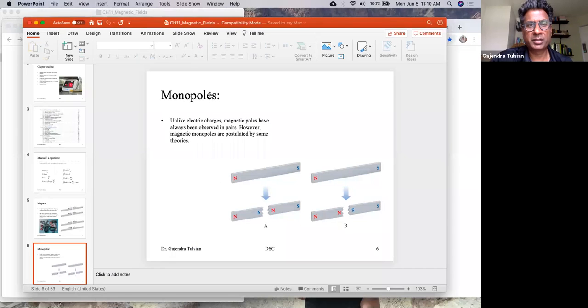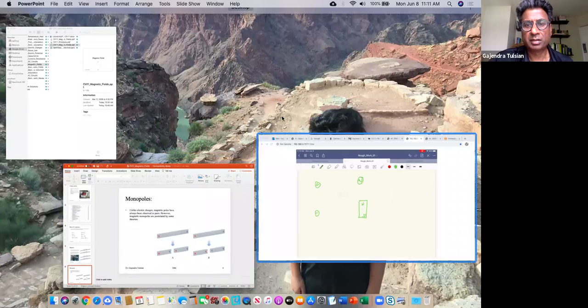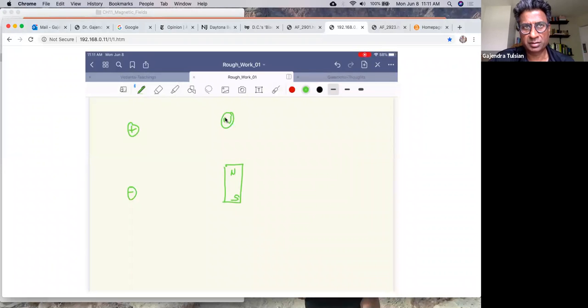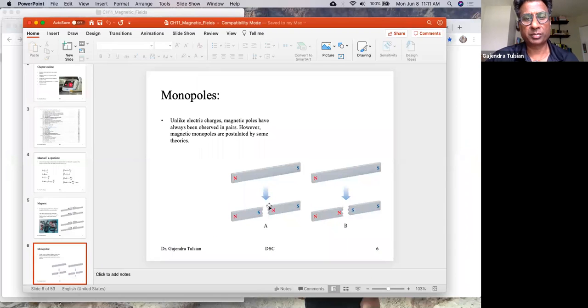There are some theories that postulate monopoles. These theories postulate the existence of just a north pole or just a south pole. We haven't seen them yet, but there are some theories that postulate it. That's what I wanted to mention.